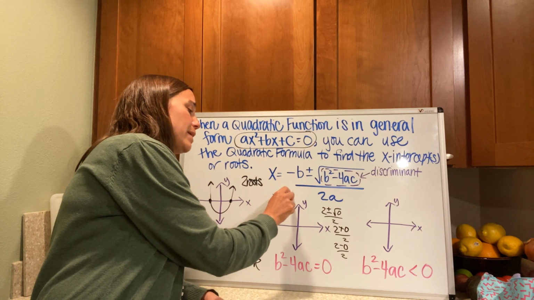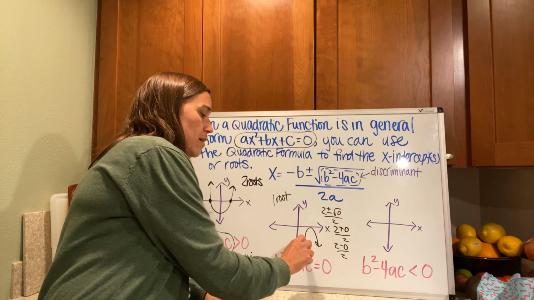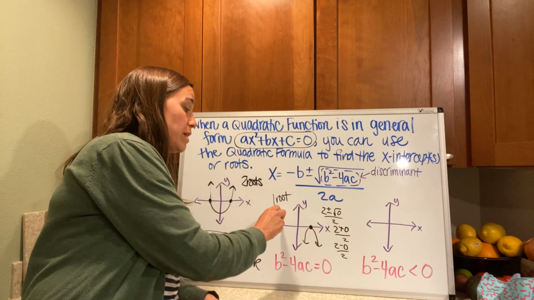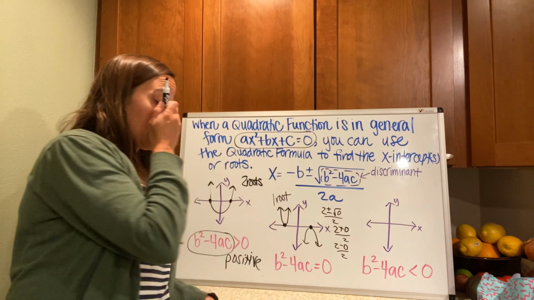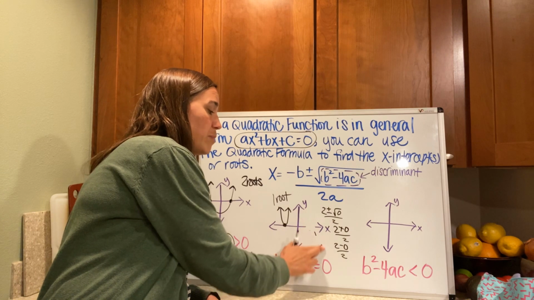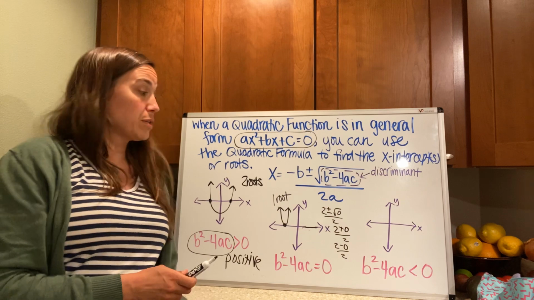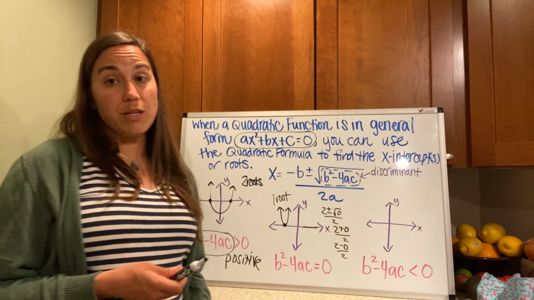So what's going to happen is that you might have a parabola that looks like this. One root, one x-intercept. It could even be something that looks like this over here. Okay, but you're only going to have one root. I'm going to go ahead and erase one of them just so you can see. It could open upward or downward, but it's only going to have one root.